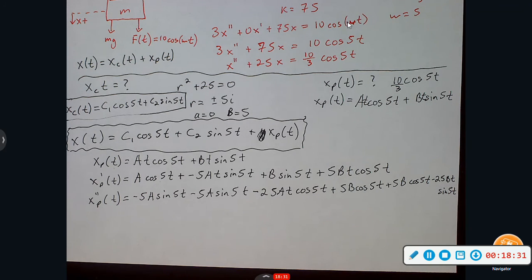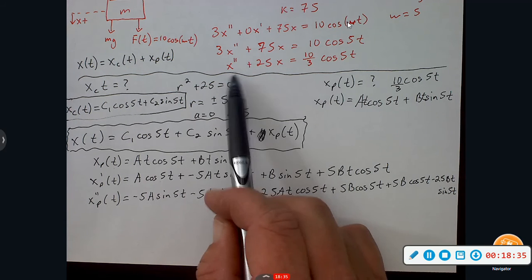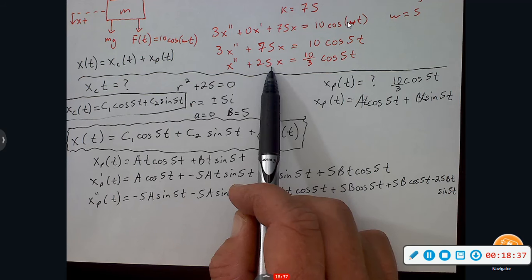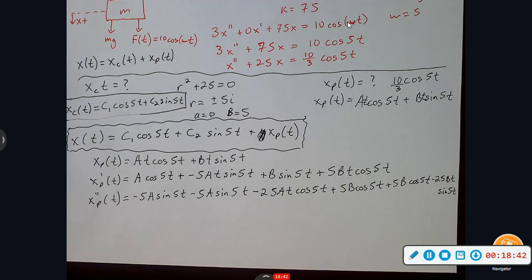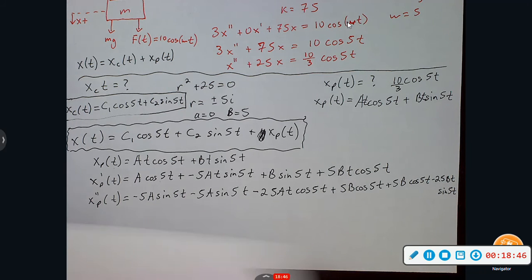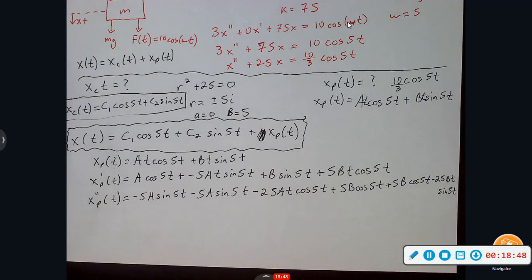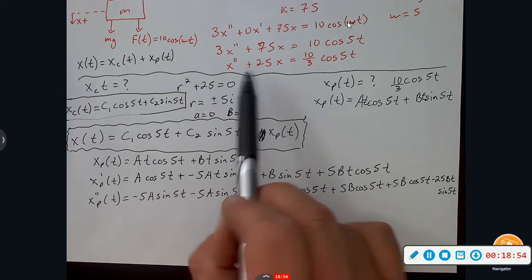So let's go back to what we know. We know x double prime plus 25x equals 10/3 cosine 5t. I'm going to go ahead and start a new paper. I'm not going to use the space down here. So pause if you need to, because I'm about to put up a new sheet and plug all of this in to here.